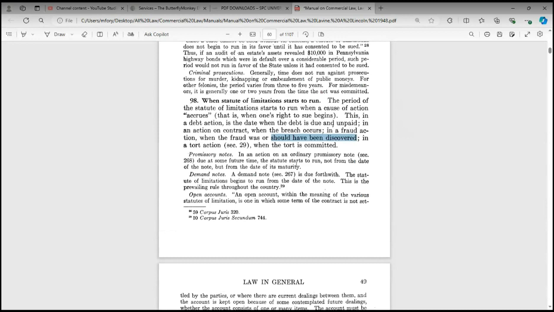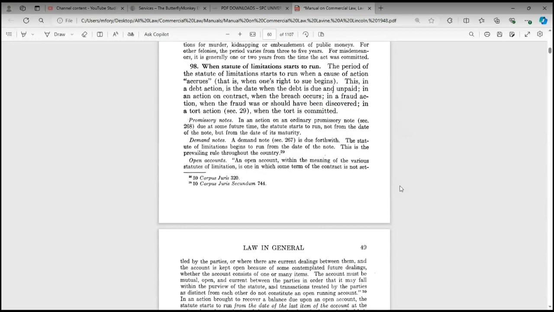Promissory notes. In an action of an ordinary promissory note, due at some future time, the statute starts to run not from the date of the note, but from the date of its maturity. Demand notes. A demand note is due forthwith. The statute of limitations begins to run from the date of the note. This is the pervading rule throughout the country. 10 Corpus Juris Secundum, page 744. I might have to look that up.